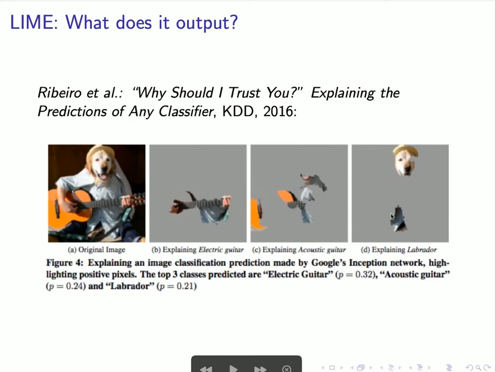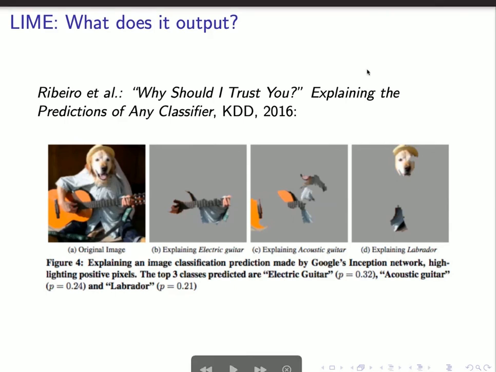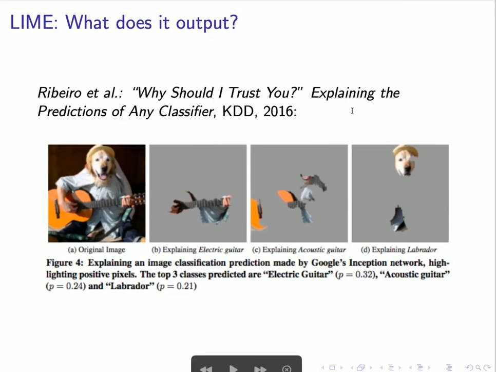I mean, of course, the authors of this paper argued that these are explanations. An explanation, of course, is a bit more than that, I would say. But I think it's a good starting point.